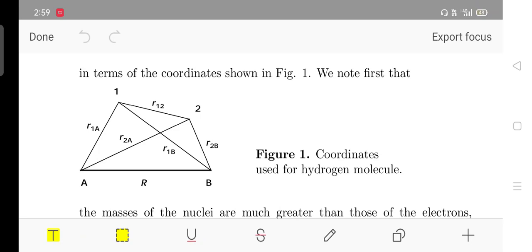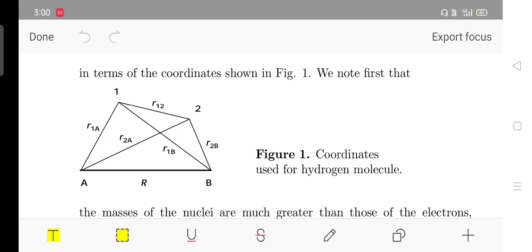The distance between the first nucleus A and electron 1 is R1A. The distance between the nucleus and nucleus is R, and the distance between nucleus B and the second electron is R2B. So the distance between the two electrons is R12.